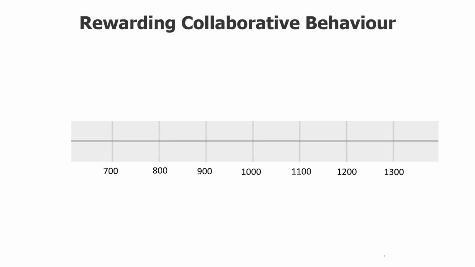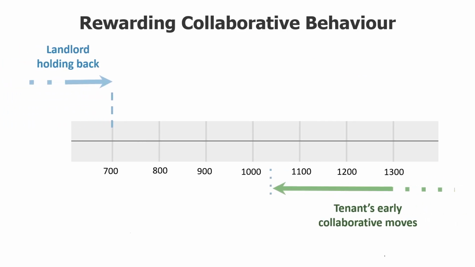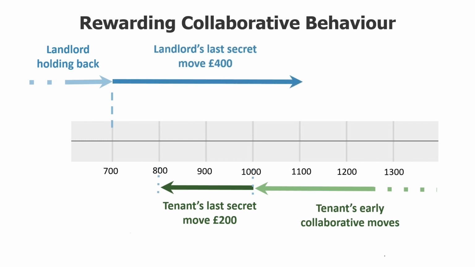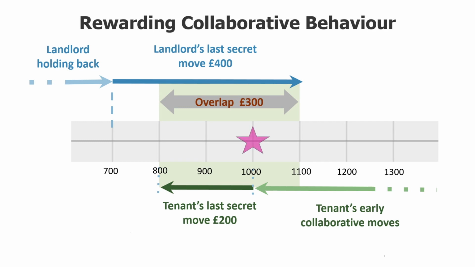Let's review how that happened. While landlord was holding back, tenant moved early to what he considered to be a satisfactory outcome. He then declared final session. Landlord then made a relatively large move, which resulted in an overlap of £300. Smartsettle's goal is to encourage a timely and fair outcome by providing an incentive for the parties to settle early. And that is exactly what happened.